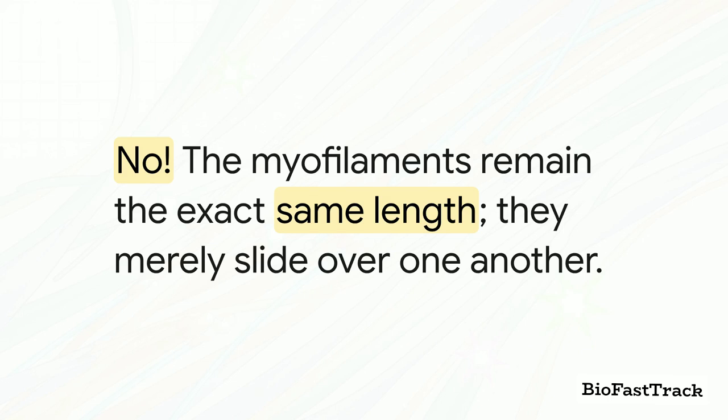No, the actin and myosin filaments do not shrink. They only slide past each other. Never write that the filaments change length on your exam. The sarcomere shortens because the filaments pull themselves past one another, overlapping more deeply, but the actual proteins themselves stay the exact same size.